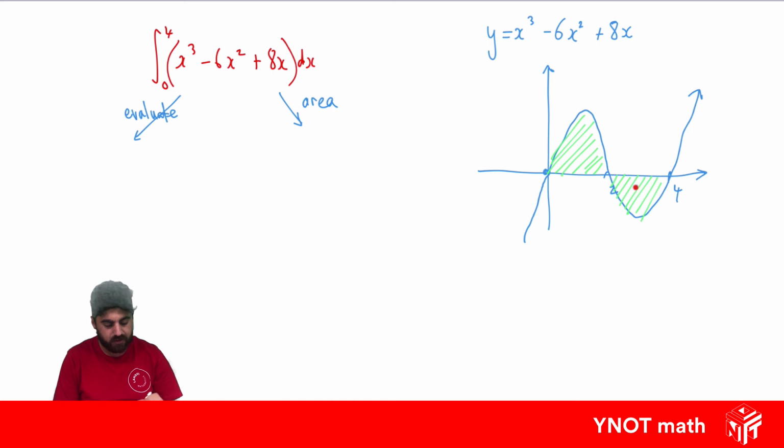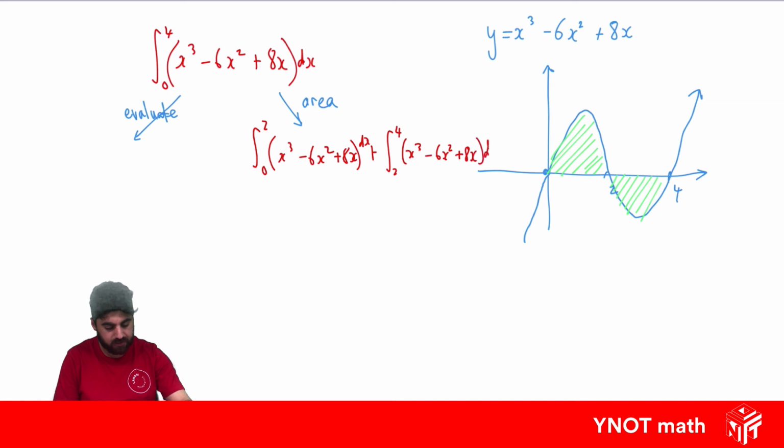And since this area is below the x-axis, we need to separate it in the integral. So we'd need to double check, and then we'd need to rewrite the area as the integral from 0 to 2 of our function, x cubed minus 6x squared plus 8x dx, and we need to add it with the integral from 2 to 4 of x cubed minus 6x squared plus 8x dx. And this area here we need to take the absolute value of to make it positive.